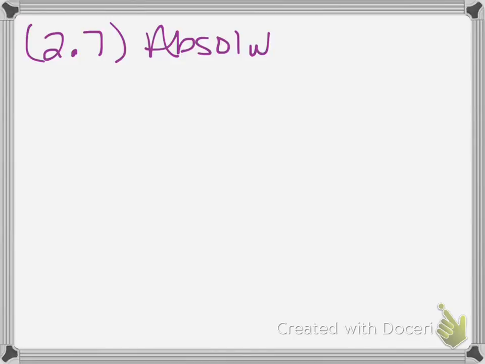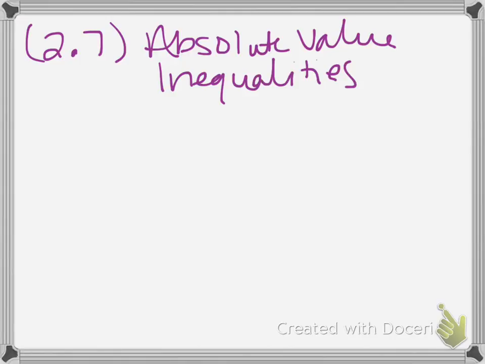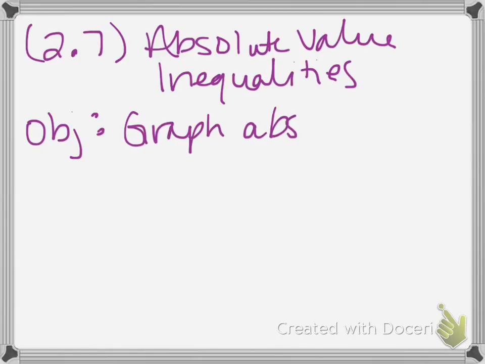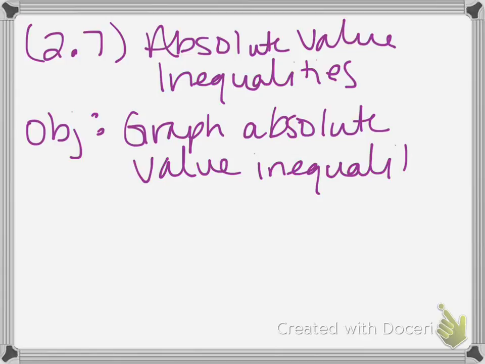All right, so we have 2.7, which is absolute value inequalities. And our objective is to graph absolute value inequalities. Okay, just a couple of notes that we need to make before actually doing any type of examples.